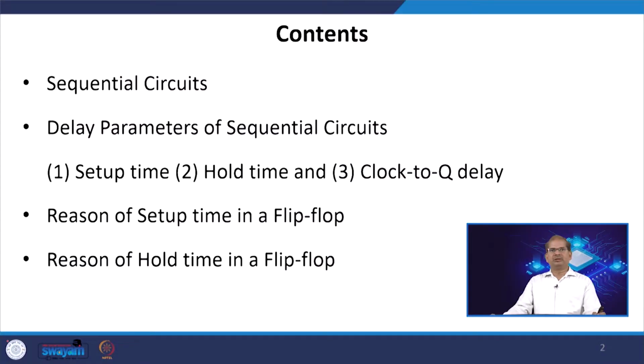In the last lecture, we discussed the delay parameters of combinational circuits. In this lecture, we will discuss the delay parameters of the sequential circuits. First of all, we will discuss what a sequential circuit is, with some examples. Then we will discuss different delay parameters of the sequential circuit such as setup time, hold time and clock to Q delay. And we will discuss the region of setup time of a sequential circuit such as a flip flop, and the region of hold time in case of a flip flop. We will discuss those things in detail.